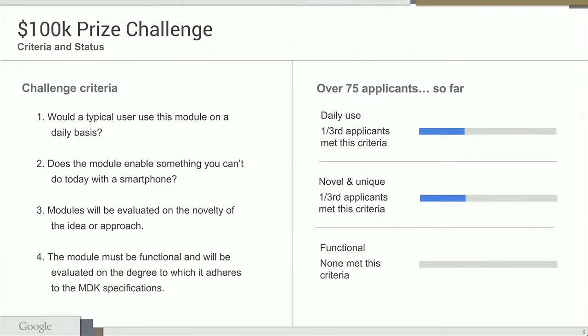We received over 75 applications. And of course, there were more developers than applications. Out of the 75, I think over a third of the applicants met the criteria of daily usability. And many ideas were very novel. As you might have noticed in the earlier slide, I showed some of the pictures. Some of the functions did not exist previously in existing smartphones. But due to the delays in developer hardware, none of the developers could demonstrate a functioning module.